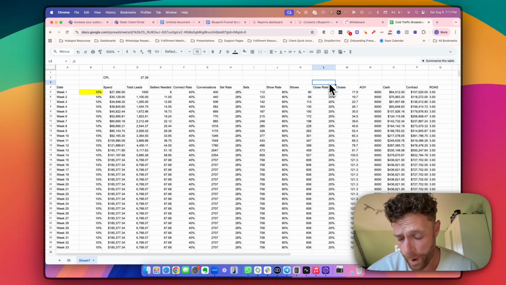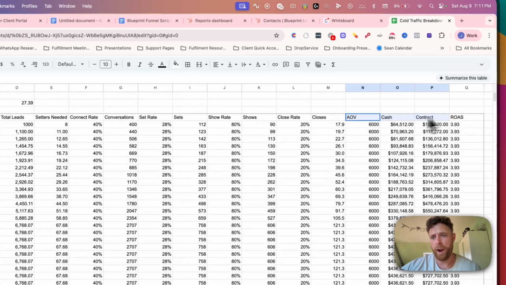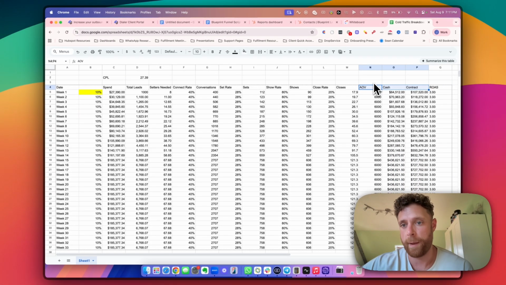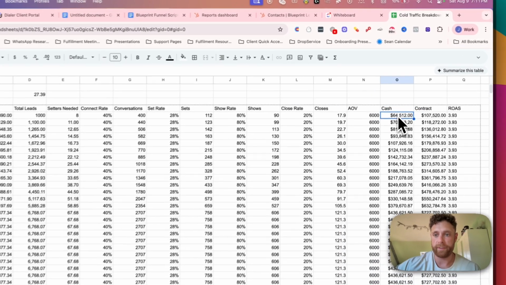Average order value. This is also really big, because if you do all this work and get this to work but your average order value sucks, a lot of this is just wasted time. So how do we increase our average order value? How do we increase our lifetime value? And then, how much cash are we collecting up front?